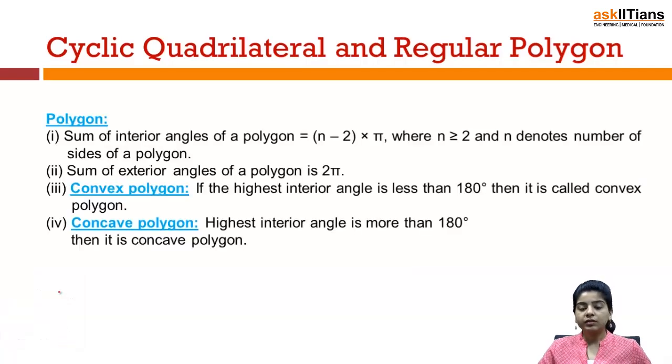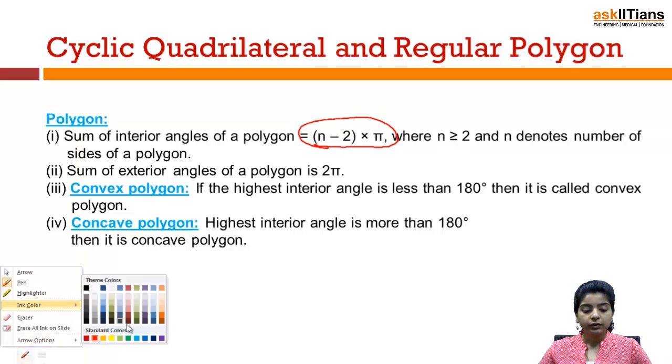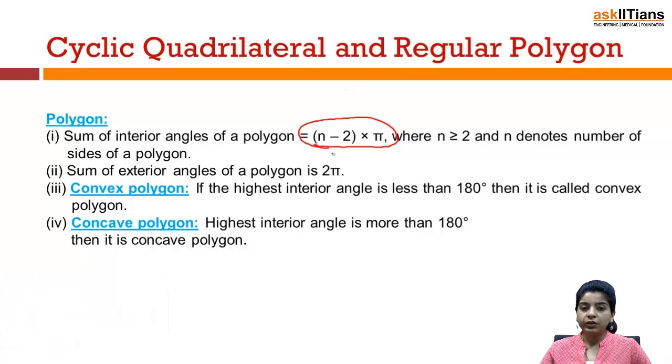First of all, we shall discuss polygon. The sum of interior angles of a polygon is (n minus 2) pi, where n is greater than or equal to 2 and n denotes the number of sides of the polygon. So the sum of interior angles is (n minus 2) into pi, where n is the number of sides of the polygon and n is obviously greater than or equal to 2. The sum of exterior angles of a polygon is 2 pi.